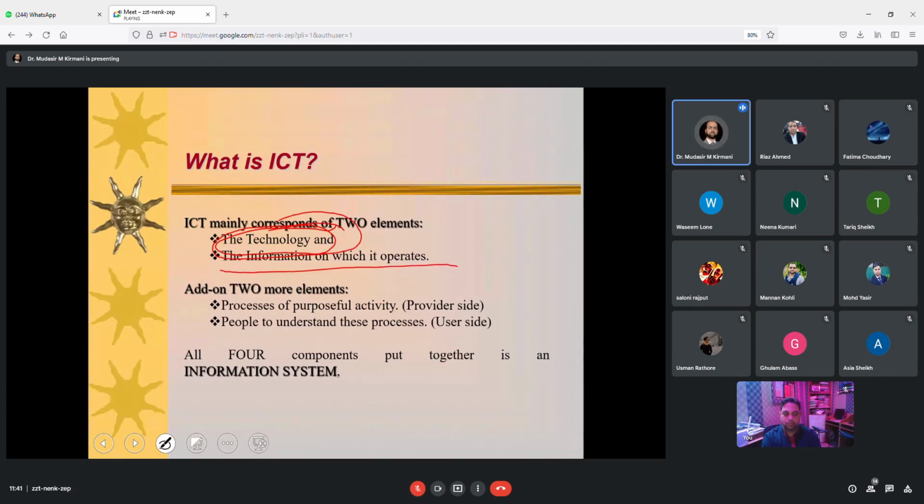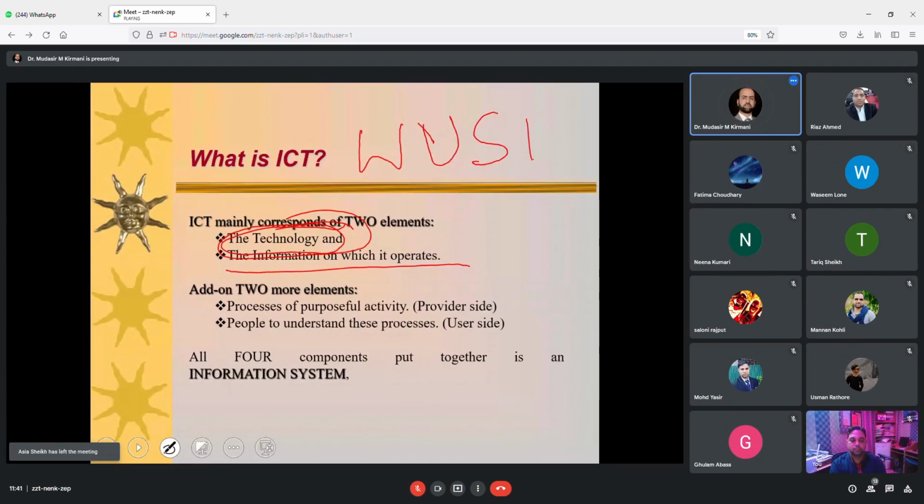Then the second one is information on which you are operating. Do remember this particular concept: what you see is what you get. So if you are seeing something wrong, you will get the wrong message. Similarly, if you are having wrong information put in your information communication technology system, the same will be displayed.